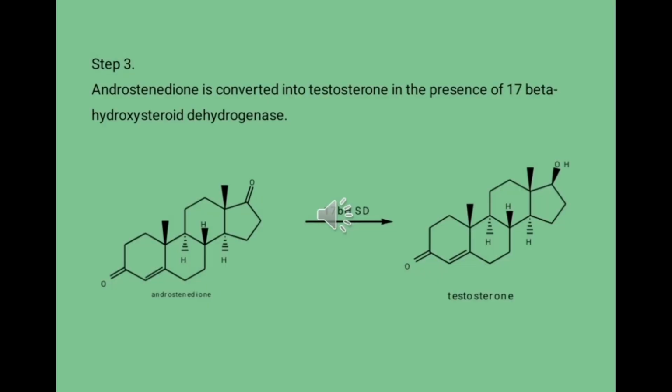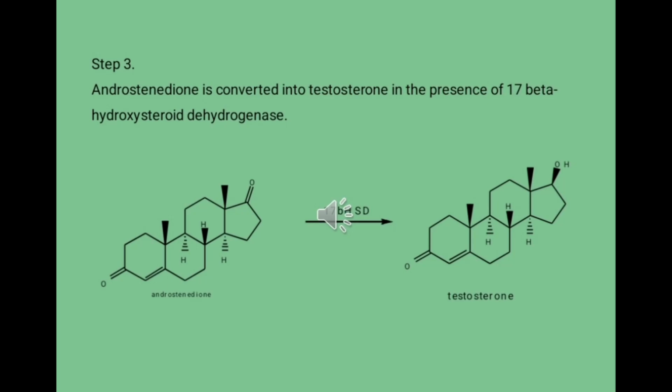In the third step, androstenedione is converted into testosterone, which is our target compound for the synthesis of androgens, in the presence of 17-beta hydroxysteroid dehydrogenase enzyme, which is abbreviated as 17-BHSD. So you can see in this reaction, the androstenedione is converted into testosterone. In testosterone, there is a presence of carbonyl group at carbon 3 position and double bond at carbon 4 position, similar to that of androstenedione.